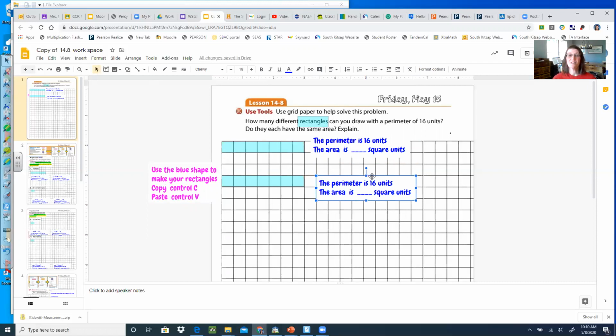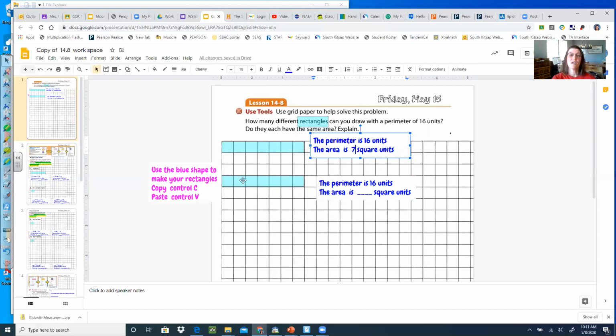Okay, so it's asking us how many different rectangles can you draw that have a perimeter of 16 units. I already put one down for you. This one has 16 units. We have to find the area. So let's count the squares. 1, 2, 3, 4, 5, 6, 7. It has an area of 7 square units.